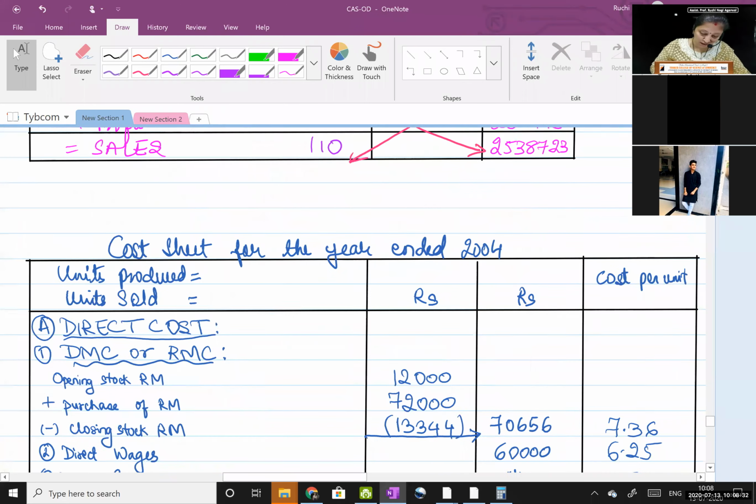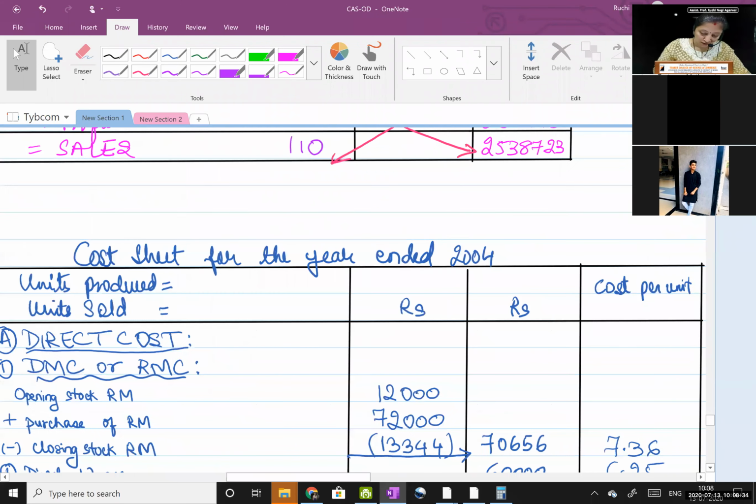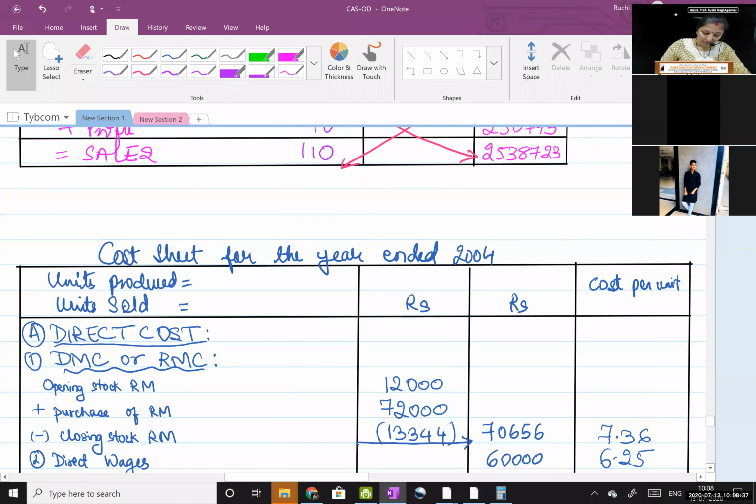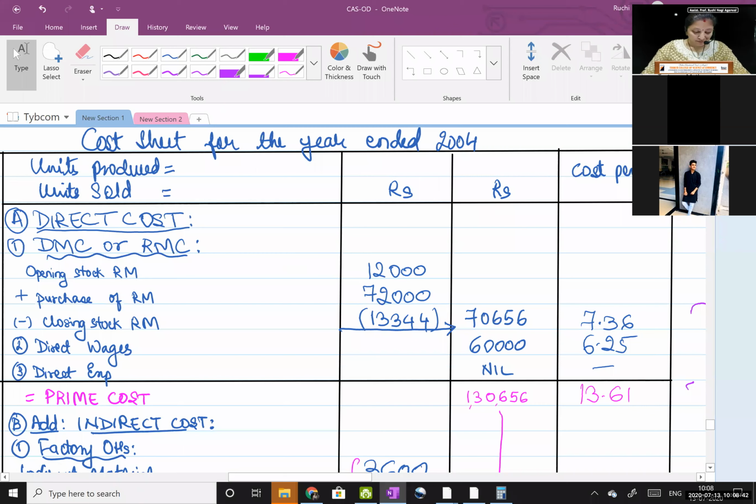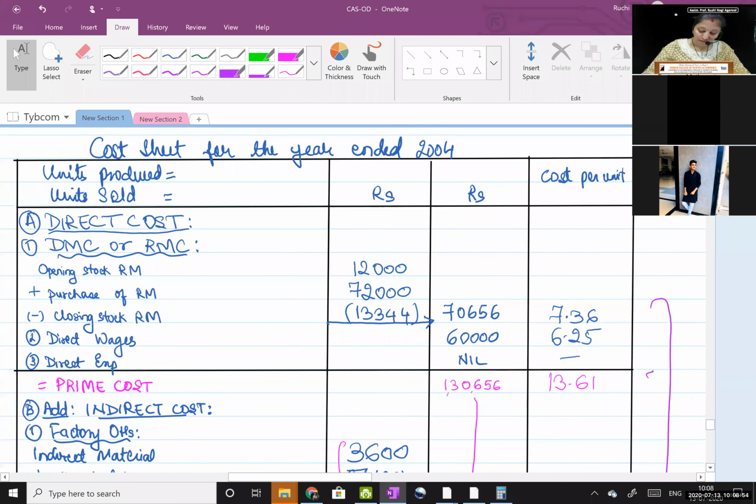This will be your cost sheet. Cost sheet for the year ended 2004. This will be your format. Units produced, units sold, amount, two columns, inner and the outer total, and then the cost per unit column. Okay, the cost per unit column.